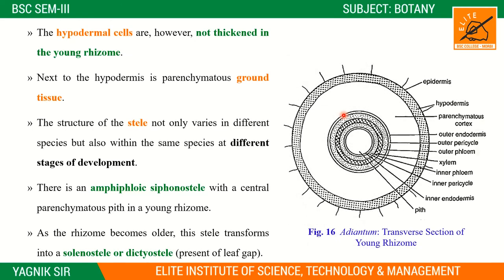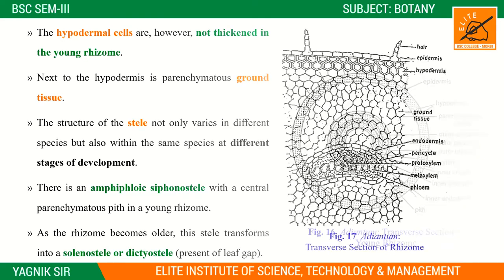So as the rhizomes become older, the stele is transformed into the solenostele or the dictyostele. Here the solenostele is actually the advanced type of stele, right? And in the solenostele, a leaf gap is present. What is a leaf gap? Actually the vascular system is not continuous, but some gaps are present, right? So that's called the leaf gap. And normally in all higher plants the leaf gap is present, right? We will study it in detail in the next chapter, right.